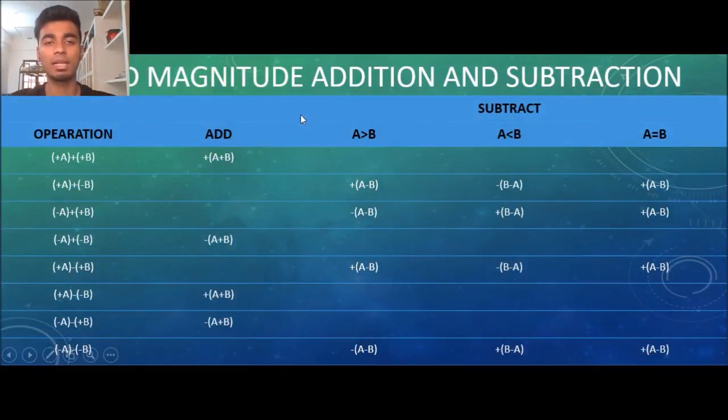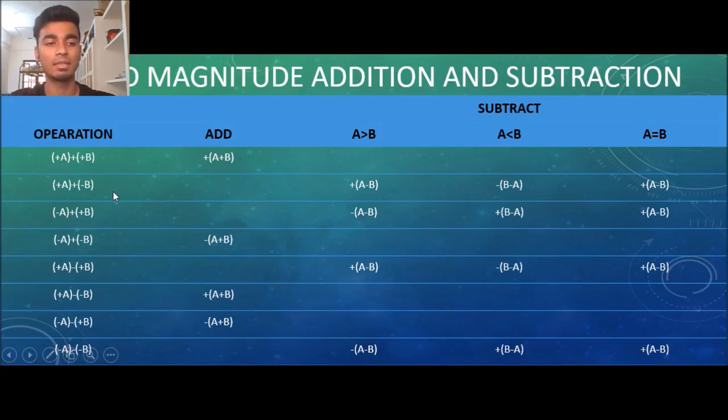First we'll have a look at sign magnitude addition and subtraction. I have taken 8 cases where 4 are of addition and 4 are of subtraction. Let's look at the first case. In the first case we have taken A as positive and B as positive, so the answer will be plus of A plus B.